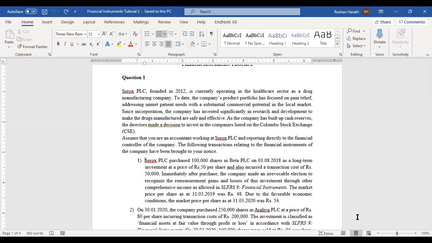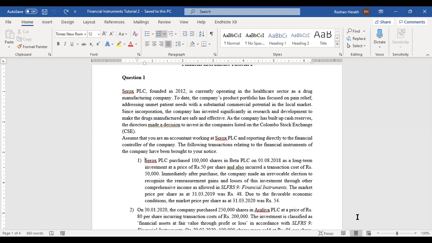As the company has built up cash reserves, the directors made a decision to invest in the companies listed on the Columbus Stock Exchange. So over the years, you have built a good cash reserve. So hence, recently, the directors have decided to go and invest in public listed entities. Assume that you are the accountant working at Xerox PLC and reporting directly to the financial controller of the company. So you are working attached to the Xerox PLC. You are an accountant who would report directly to the financial controller.